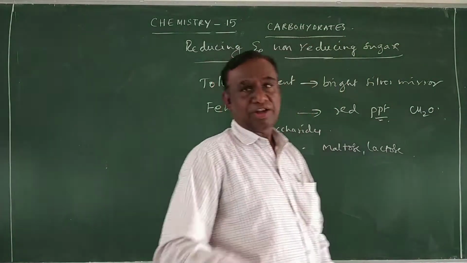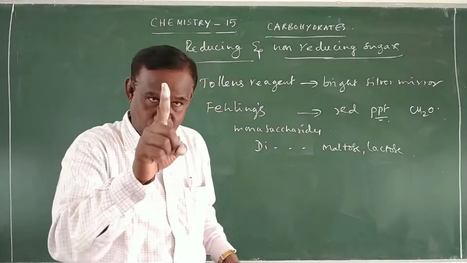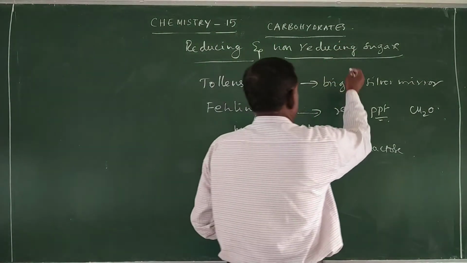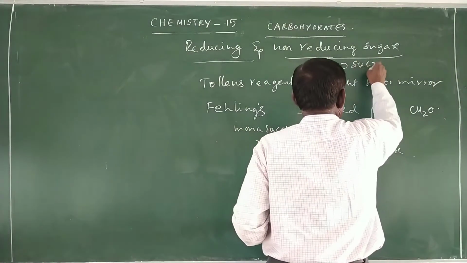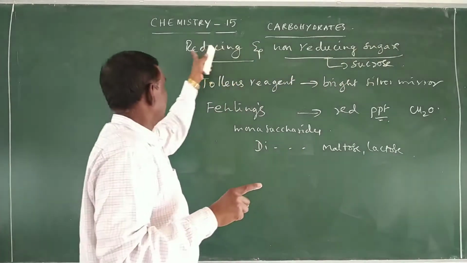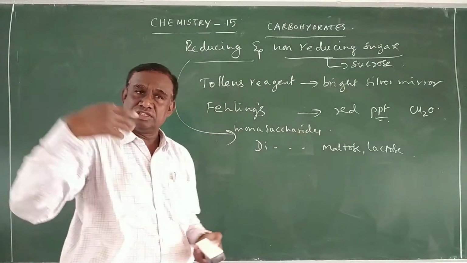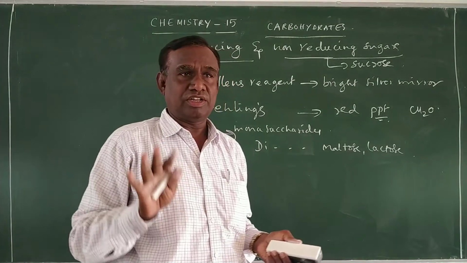Ketonic group. For this reason they are called the non-reducing sugars. The example is only one, that is sucrose. Example for non-reducing sugar is what? Only sucrose. But all the others, all disaccharides and monosaccharides, are reducing sugars. Okay, that is the difference.